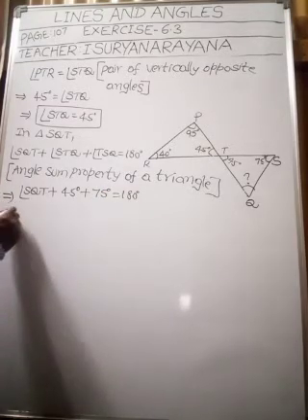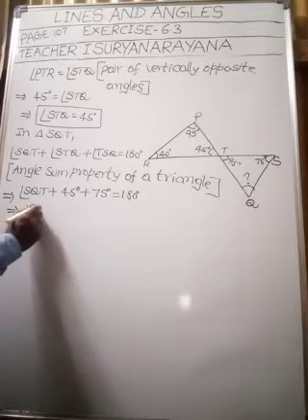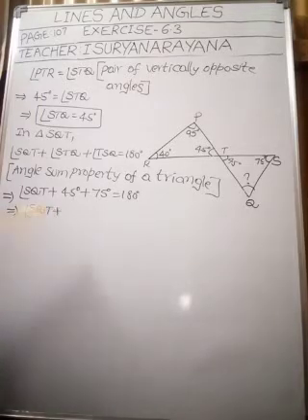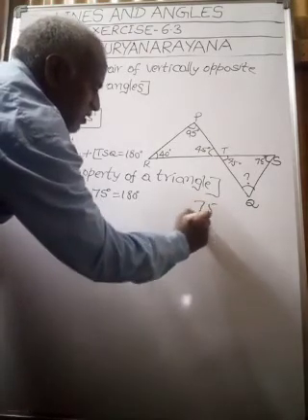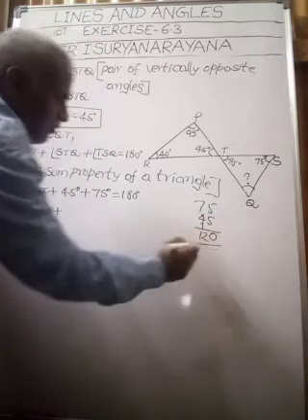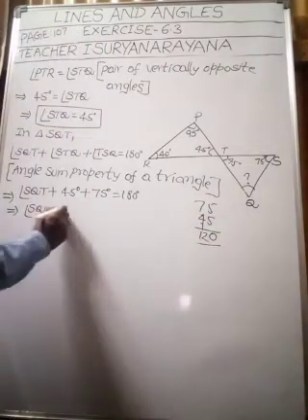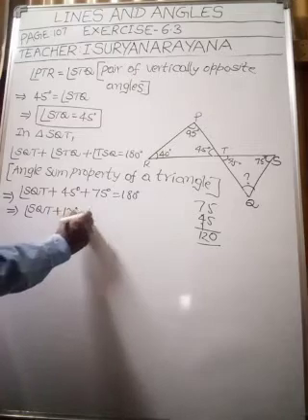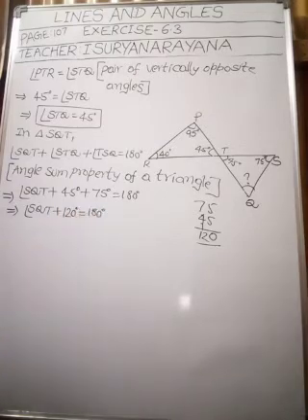Right. This implies angle SQT plus, let us simplify these two numbers, 75 degrees plus 45 degrees. What will we get here? 120 degrees. That is, 120 degrees is equal to 180 degrees. Understood this step, my children?